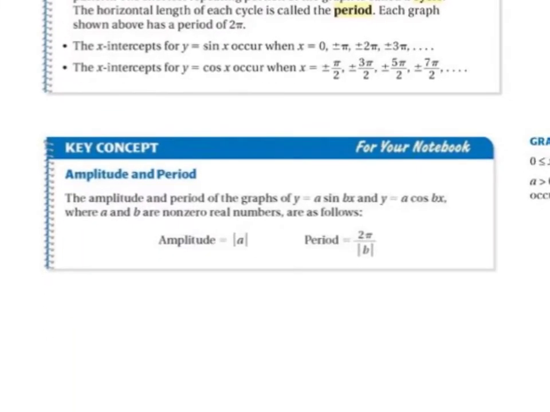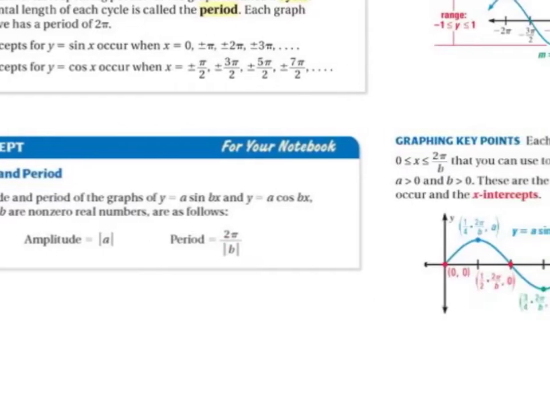Alright, so amplitude and period. The amplitude and period of a graph y equals a sine bx and y equals a cosine bx, where a and b are non-zero real numbers, are as follows. Amplitude is the absolute value of a, so when you're giving me the amplitude, it's always a positive value. The period is 2 pi divided by the absolute value of b. Okay? So that's how you can figure out how long it's going to take to repeat.